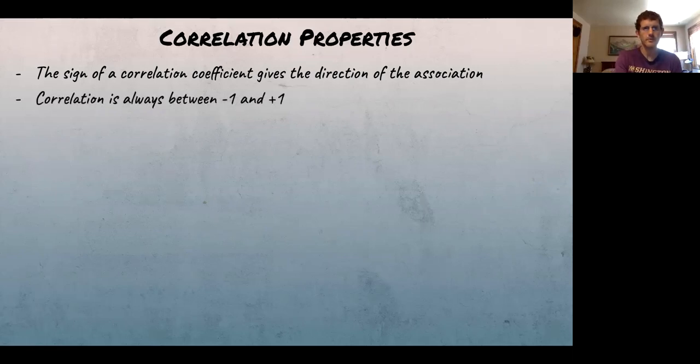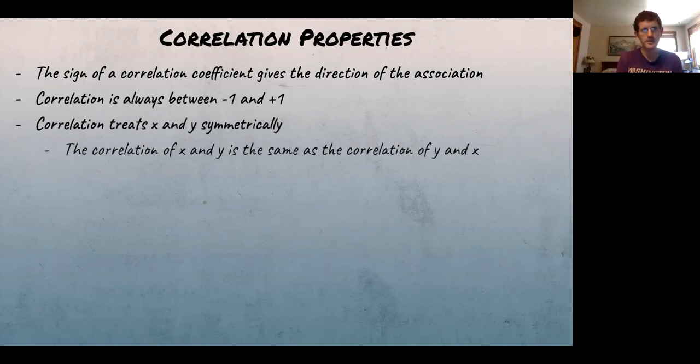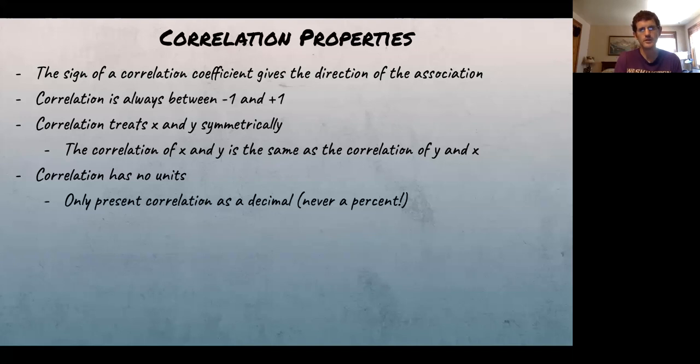Correlations have properties. The sign of the correlation coefficient gives the direction of the association. We've talked about that. Correlation is always between -1 and +1. And correlation treats X and Y symmetrically. This one is maybe not immediately obvious, but if you correlate X and Y, that's going to be the same as when you correlate Y and X. That is just something important to know. Correlation has no units, and you should always present the correlation as a decimal, not as a percent. There is something we will show as a percent later, but it's not the correlation.